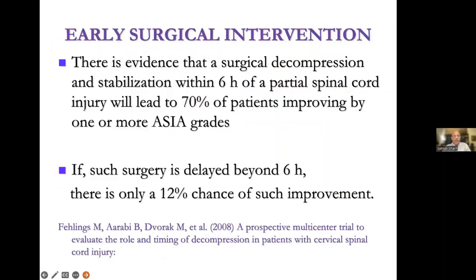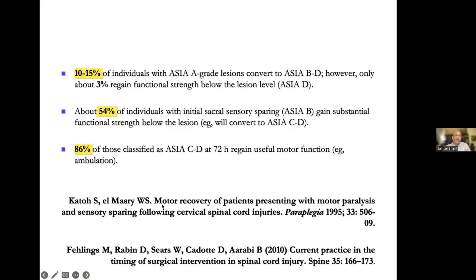So that's what's recommended. Early decompression, there is evidence that a surgical decompression and stabilization within 6 hours of partial spinal cord injury will lead to 70% of these patients improving at least by 1 or more ASIA grade. If such surgery is delayed beyond 6 hours, there's only a 12% chance of improvement. That's a huge difference. So that's what we need to be aiming at, 6 hours.